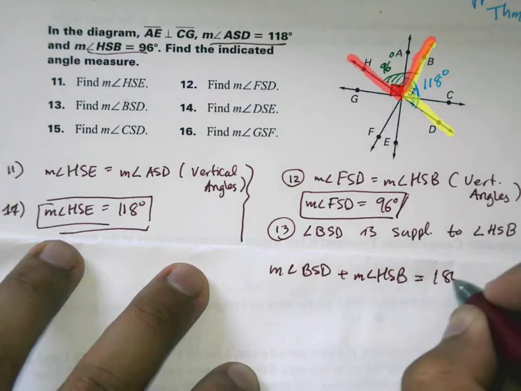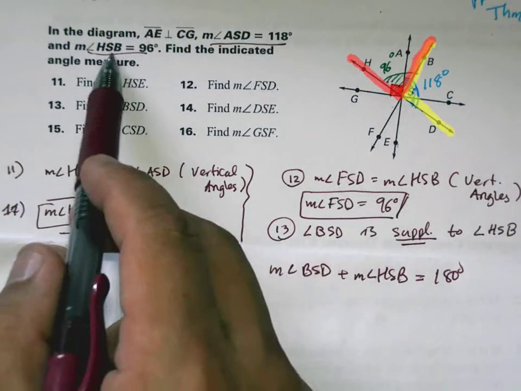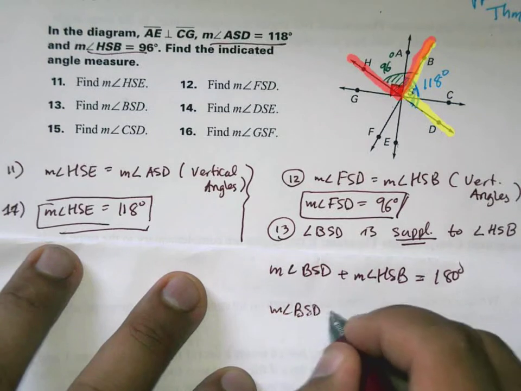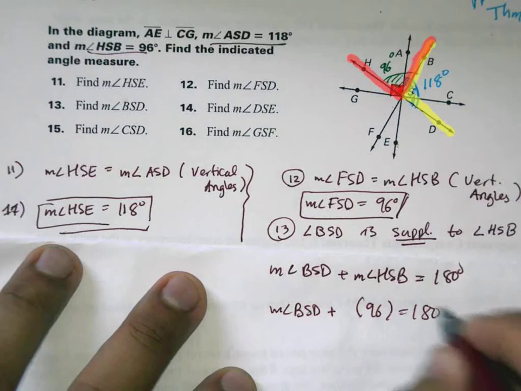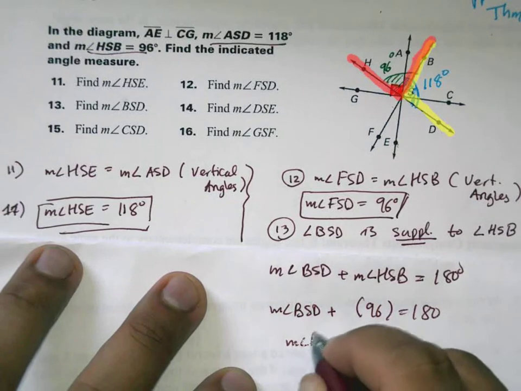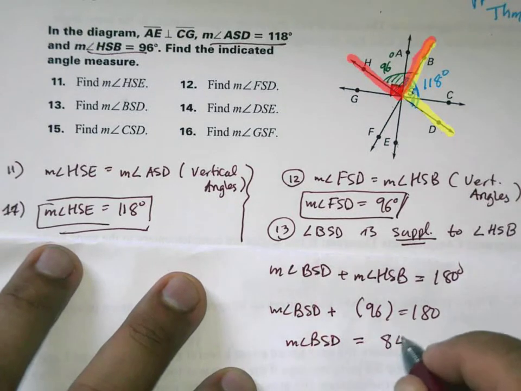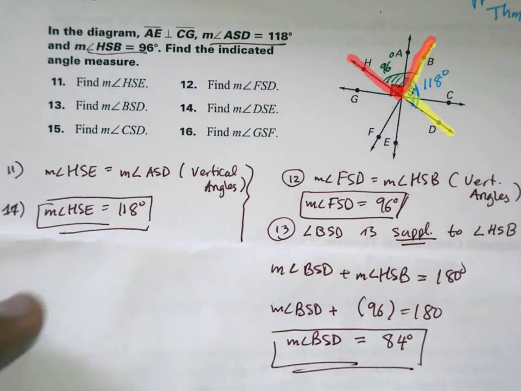And then we can make some substitution. Remember, we know that HSB is 96, so the measure of BSD plus 96 is equal to 180. Subtract 96 from both sides, and we get that BSD is equal to 84 degrees. And so there you have it, a solution to the first three problems.